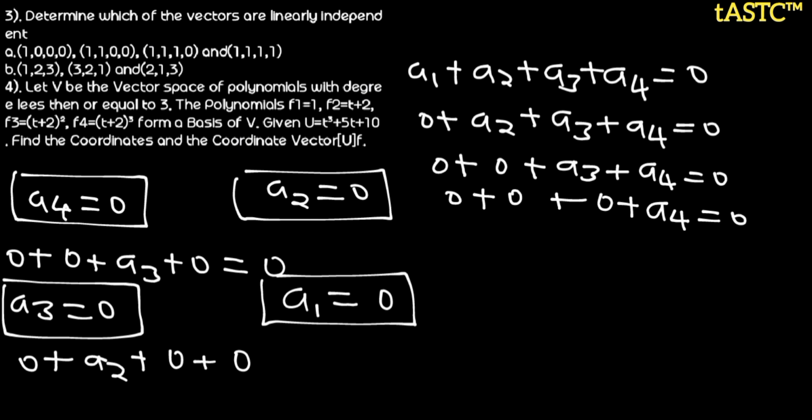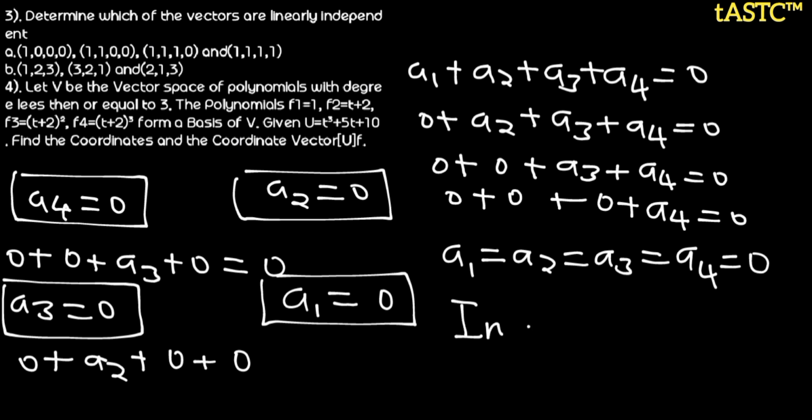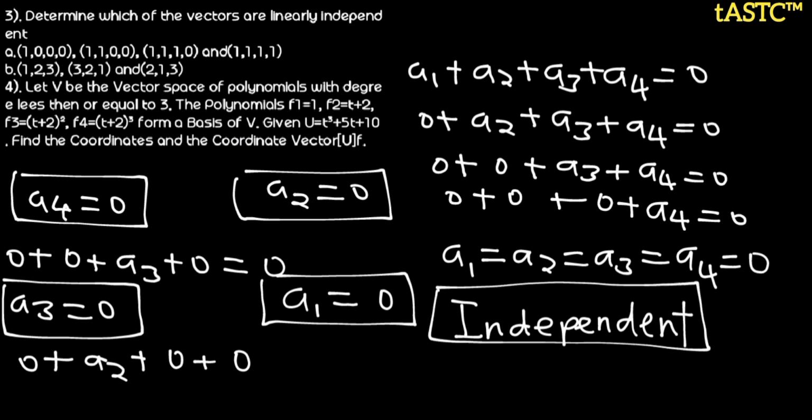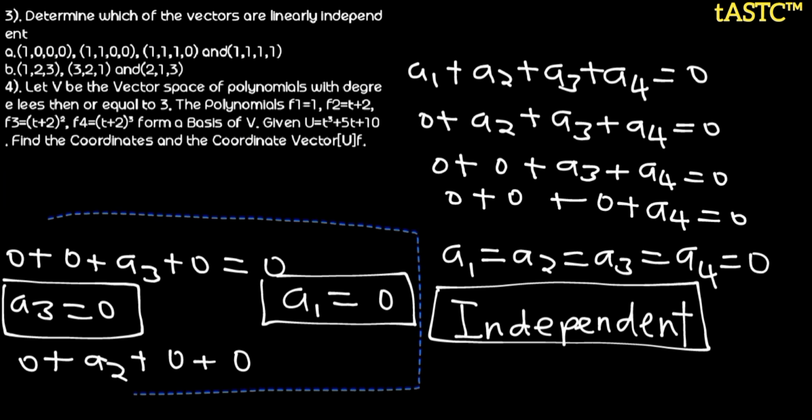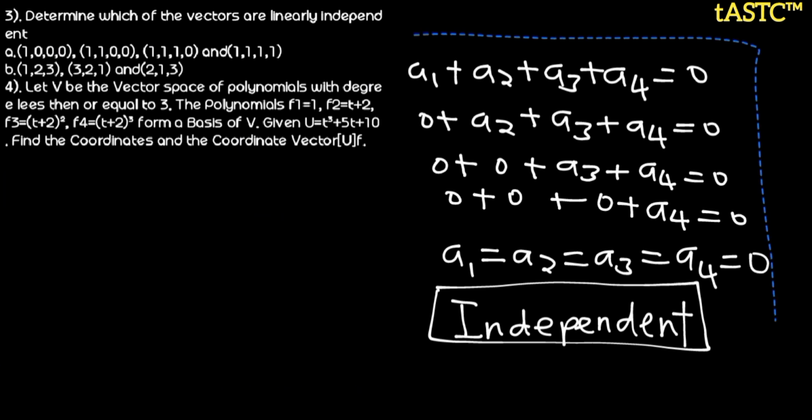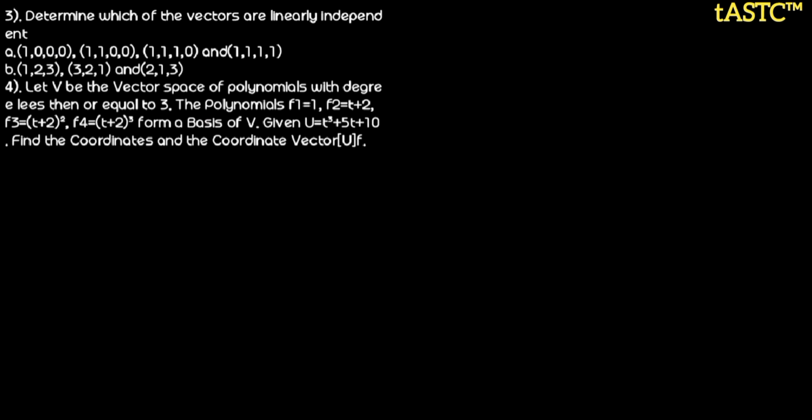Now, we said that if you had a1, a2, a3, and a4 equal to 0, then those vectors will be linearly independent. So as it is, we actually have that the vectors are linearly independent. So that is how to do it. Now you could well try to do the other one by yourself. Try to do this one.